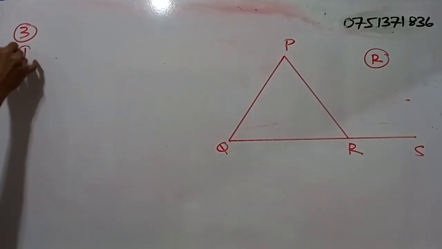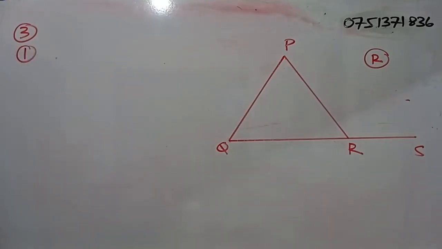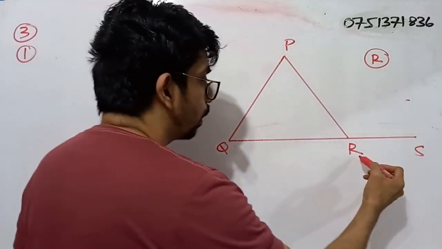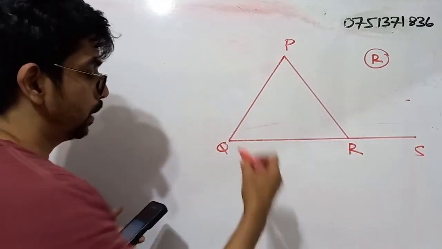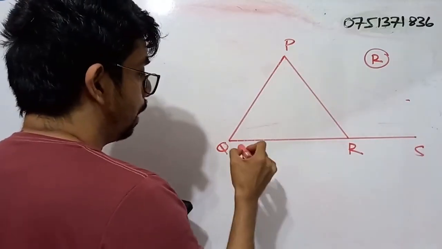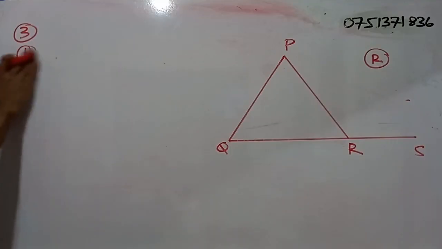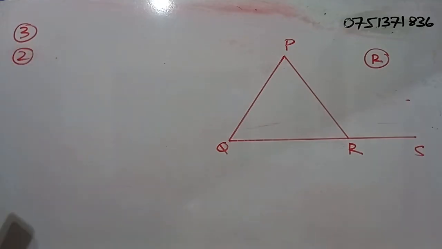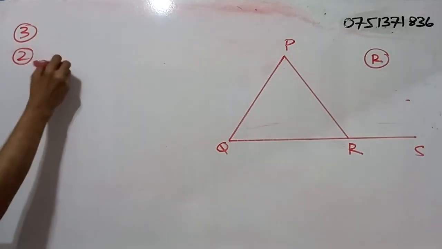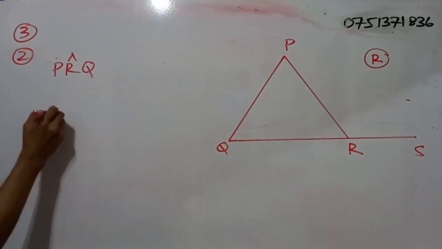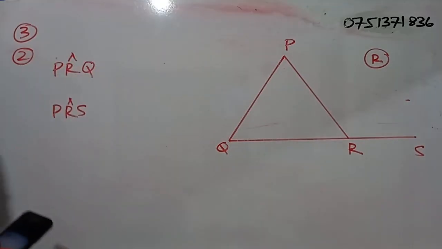Right. Question number 3 under review questions and under that part 1. Draw a triangle PQR as in the figure and produce QR to S. That means extend QR to S. Produce QR to S means we have to extend QR to S. Okay, so that is part 1. So now we will move to part 2. Measure PRQ and PRS. Write down their magnitudes.